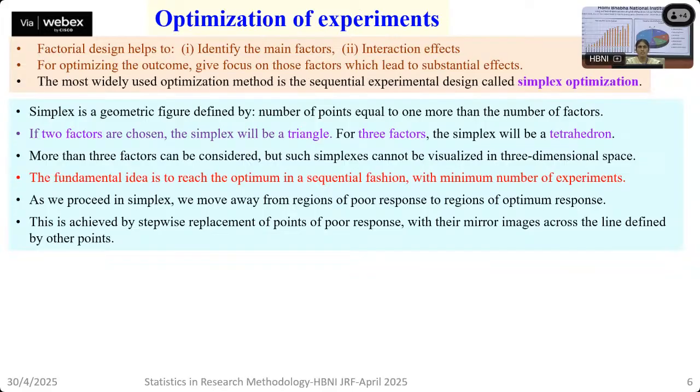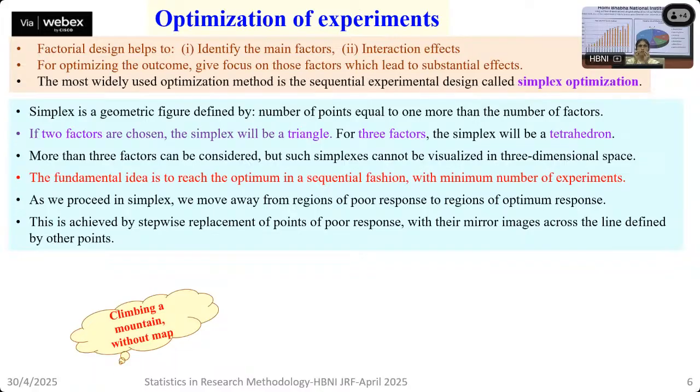We move from the regions of poor response, that is a poor output, to the regions of the optimum response via a smart decision of eliminating lower contributing factors at each and every step. This is achieved by stepwise replacement of points of poor response in the graphical representation I will show you, with their mirror images, that is their reflections on the lines defined by the other points.